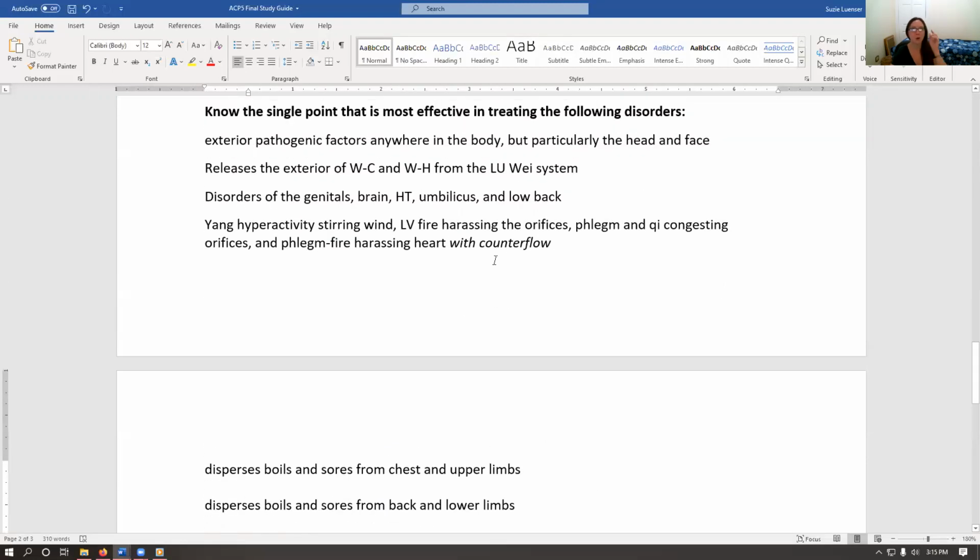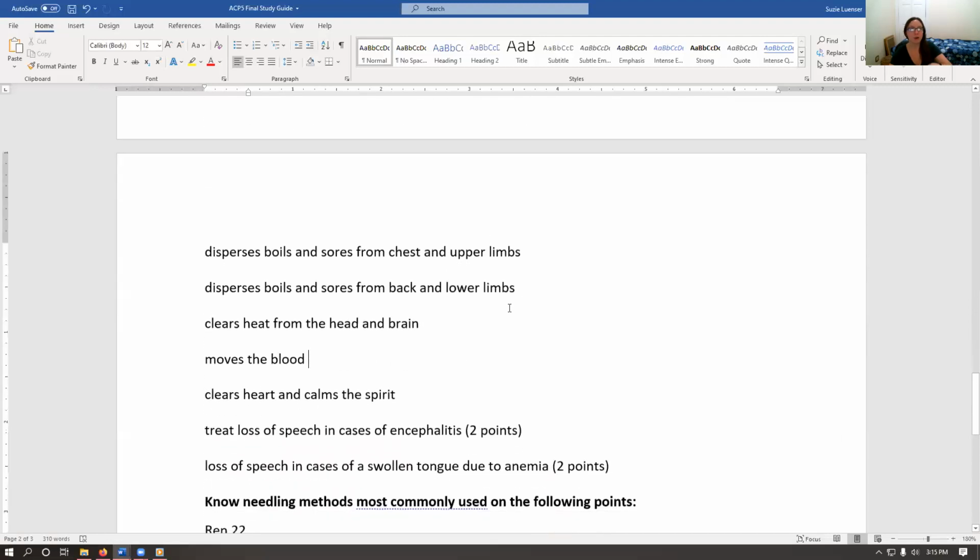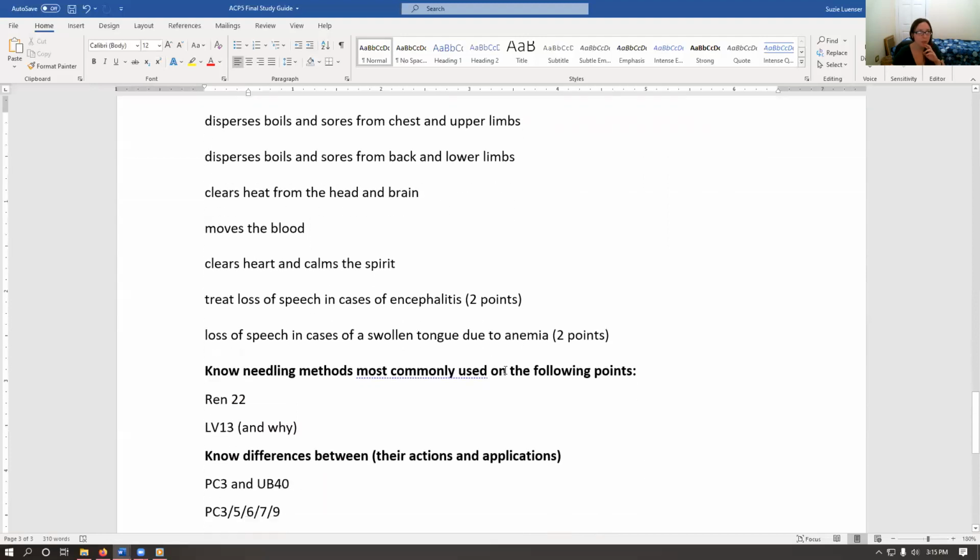If you find that you can't find one single point, know the two best ones, you can kind of do that, but I didn't want to give too much information away and lead you too much to your answers that are going to be on your exam. So just try your best with this. There's got to be a little wiggle room. I can't just give you all the answers.